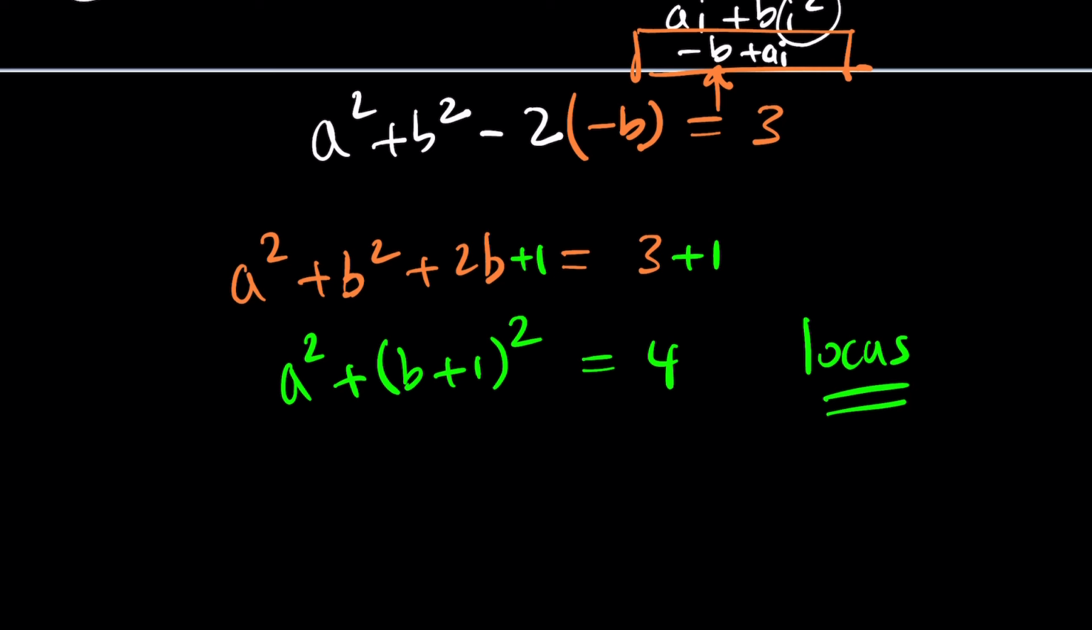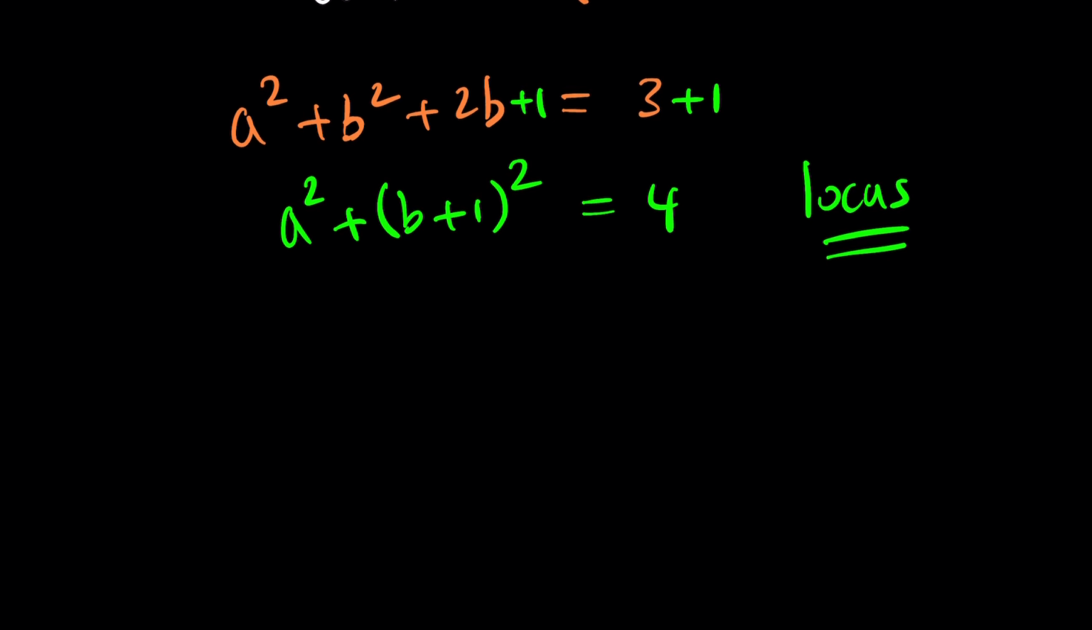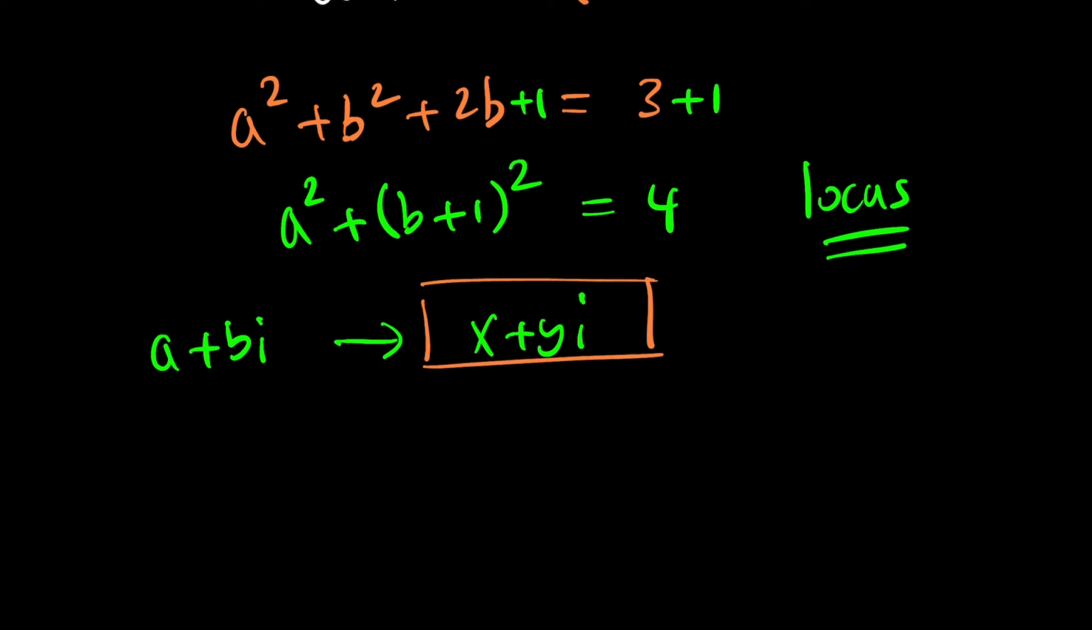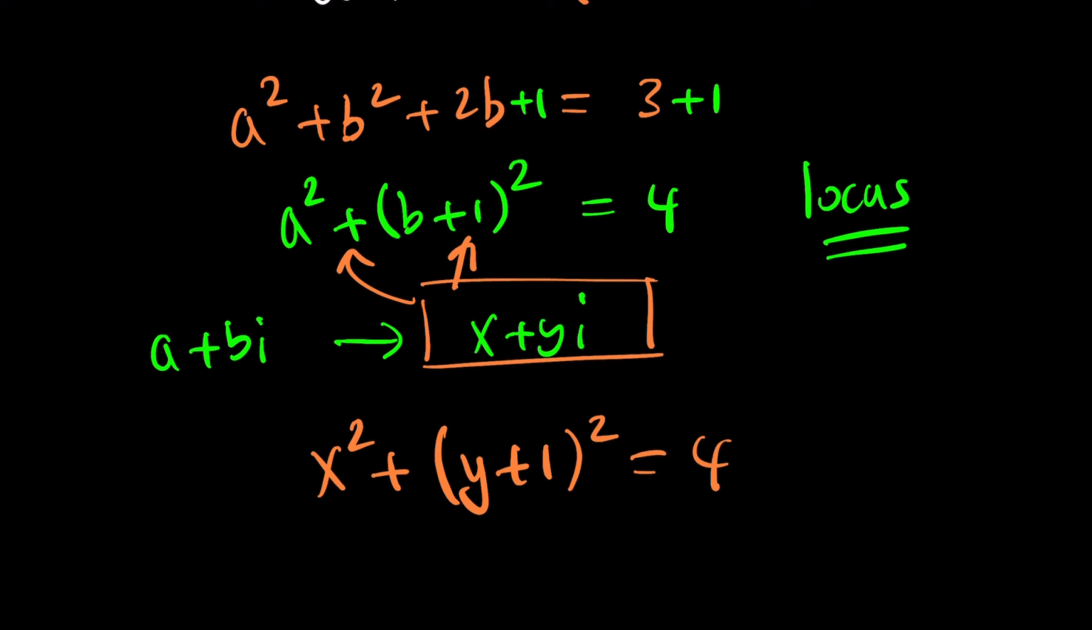But for locus problems like this one, where you have 2 variables in the same equation, you might switch from AB to XY. Why? I'll show you. So instead of using A plus BI, if you use X plus YI this time, sorry, A plus BI, no offense, we're going to use X plus YI this time, you're going to get a different equation. It's going to be very similar. Just replace A with X and B with Y. And guess what you're going to get? This is going to be the equation of a circle.